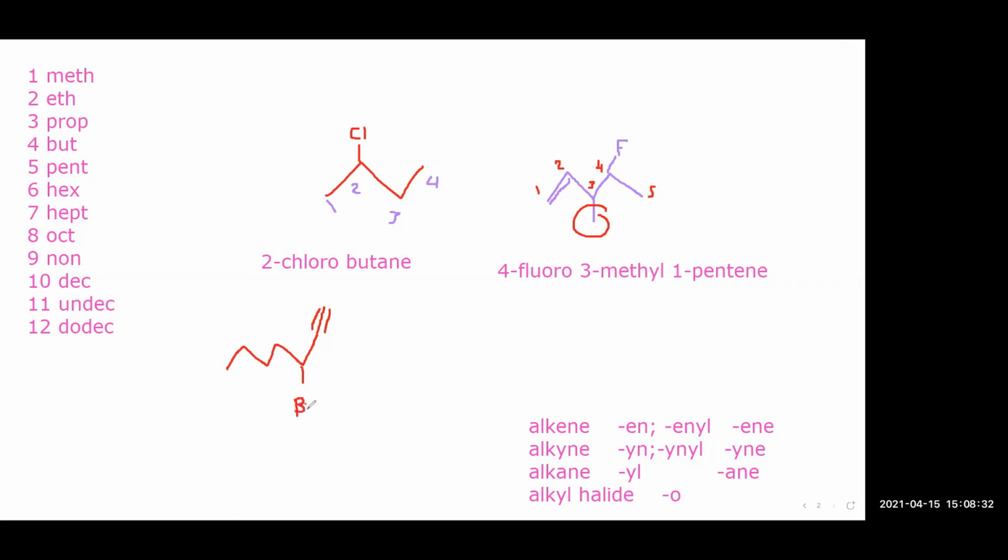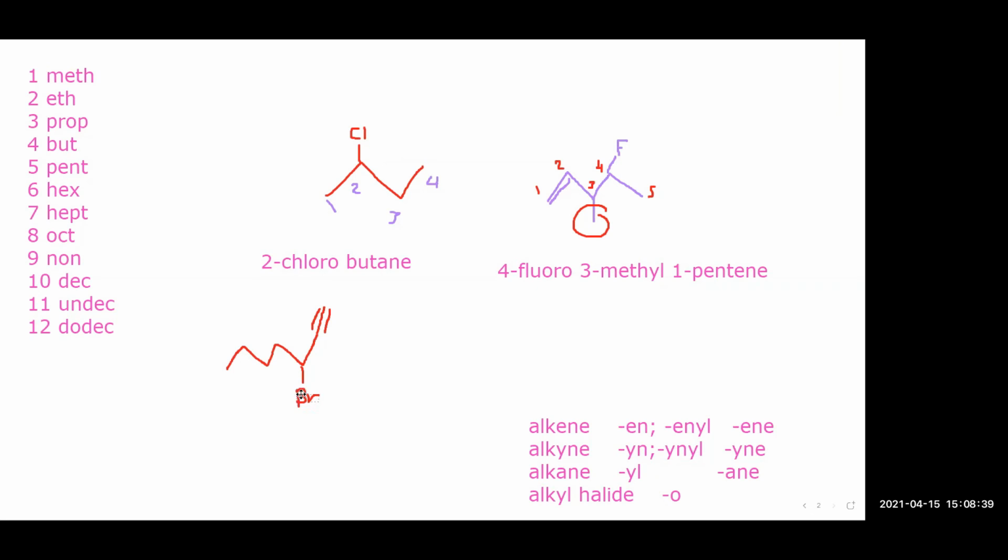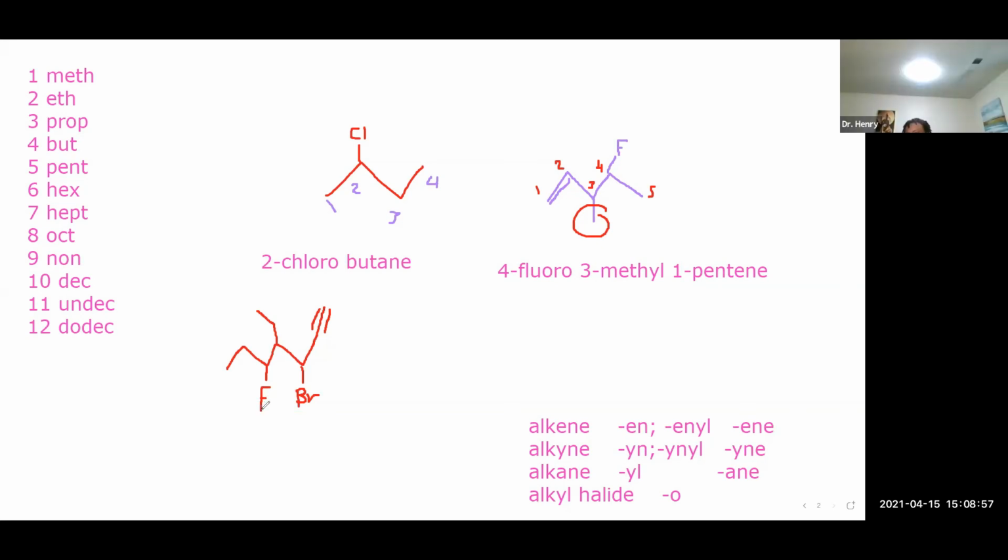Halides is the halogens. That's right, so it's only that group. F, Cl, Br, I. Okay.